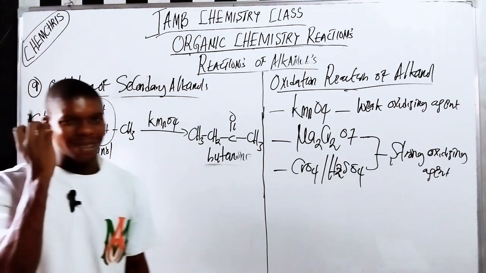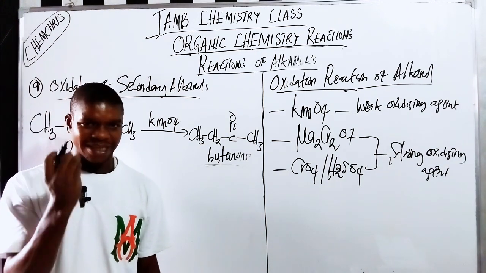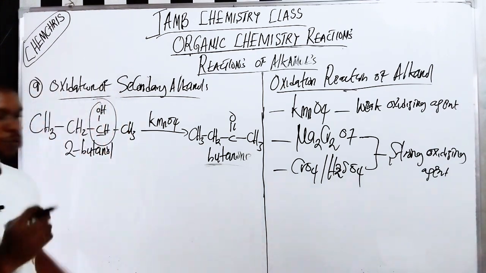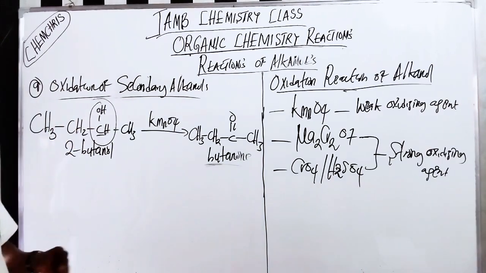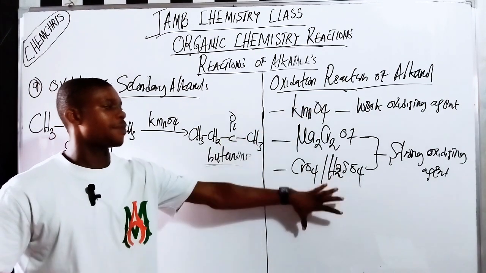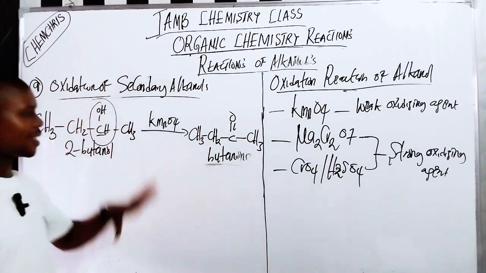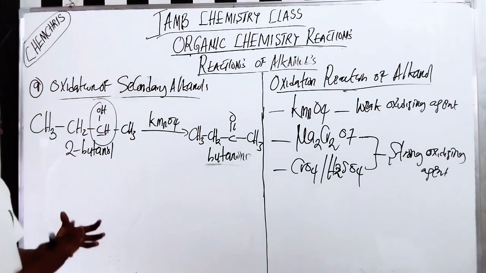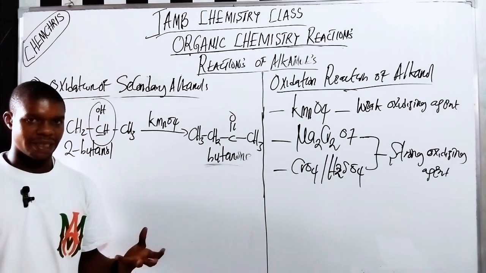Now it's very important to understand all these things here because you are going to see them in the exam, live and direct. So please don't play with it. So any of these can be used to oxidize it. So that is for oxidation of secondary alcohols. Not many things here. Do you understand?